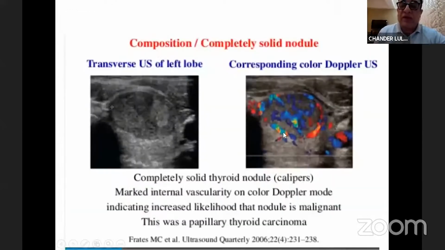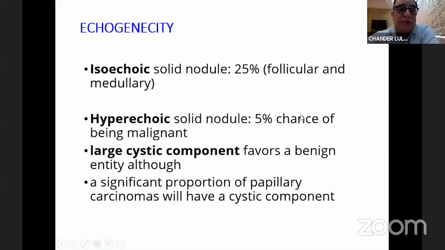Now, this is a worrisome nodule. It's got intense central vascularity with peripheral vascularity, and this turned out to be a papillary carcinoma. So this vascular pattern here, although the nodule looks very similar to the previous nodule, the vascular pattern here is worrisome. The next component we look at, as I said earlier, is the echogenicity.